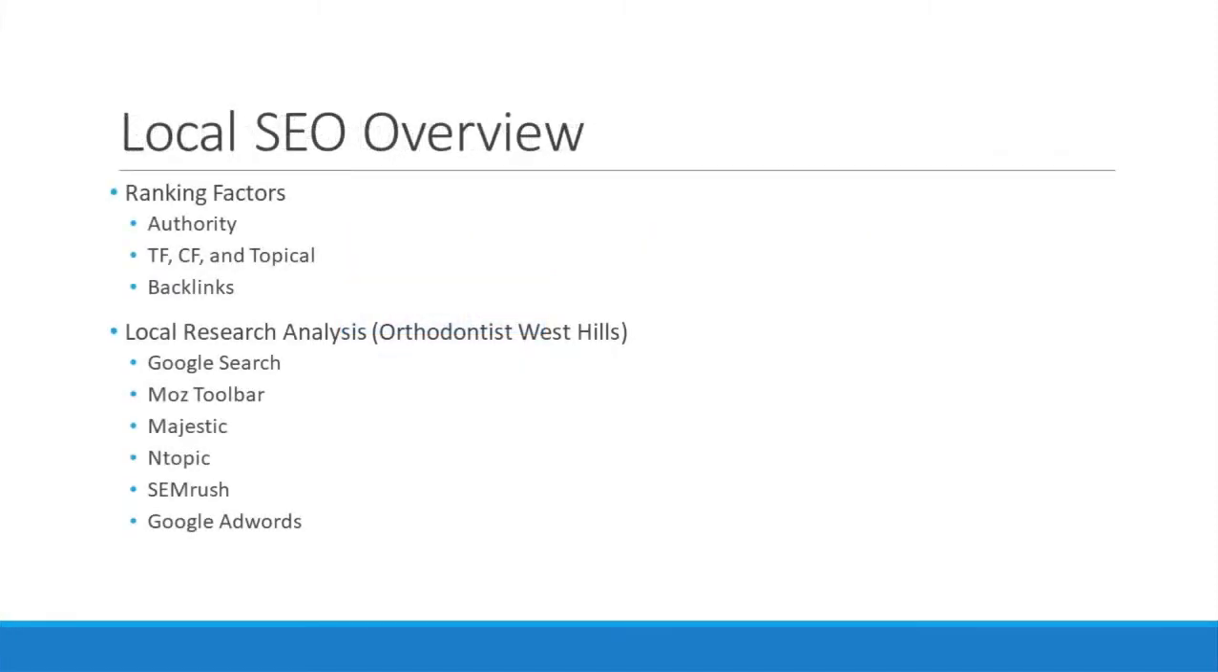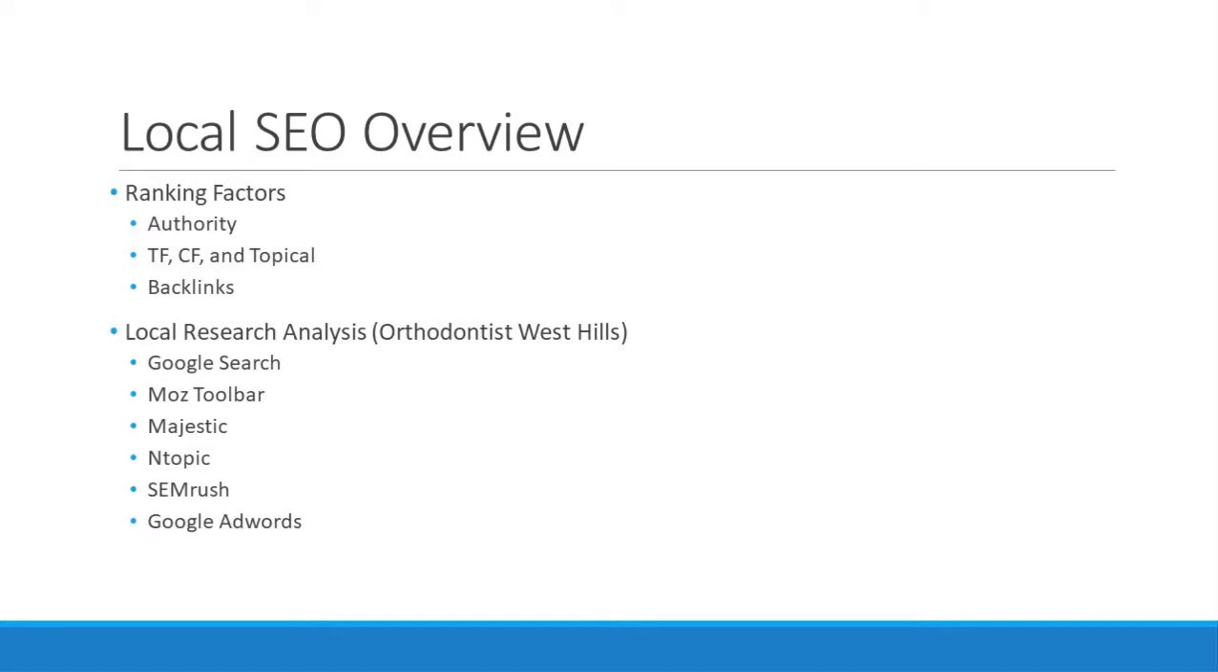And right now we're going to look at local SEO overview. We're going to look at ranking factors. So that way you guys got a better idea as we go through this course on exactly what I'm talking about around authority, trust flow, citation flow, and topical flow. Looking at backlinks. And we're going to use these tools. We're going to use Google Search. We're going to use Moz Toolbar, Majestic, and Topic, SEMrush, and Google AdWords. And within Google AdWords, we're going to use the Keyword Planner.